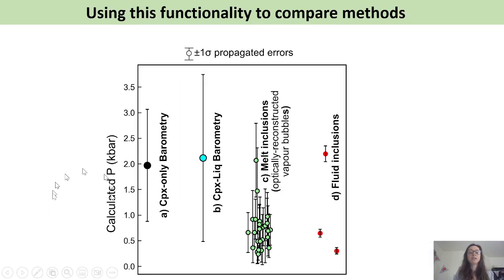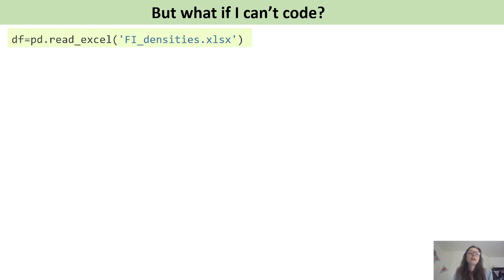So, for example, here we're showing the 1 sigma uncertainty for CPX only and CPX liquid barometry for typical electron microprobe conditions. We're then showing the uncertainty propagated for melt inclusion vapor bubbles, and that error bar basically results from the measurement of the volume of the vapor bubble when we're using Raman spectroscopy. And then the third one is looking at the pressure distributions of fluid inclusion. So this is uncertainty in the CO2 density by microthermometry, or in this case, Raman spectroscopy, and the uncertainty in the entrapment temperature of that fluid inclusion. And this, for example, allows you to see that in terms of precision, fluid inclusions are far more precise than these other methods.